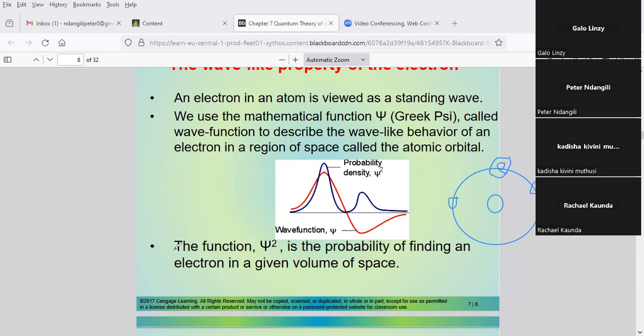And we say that this function psi squared is the probability of finding an electron in a given volume of space, and that volume of space is what we call an atomic orbital, which I am going to illustrate as we continue. Any questions so far from the students?